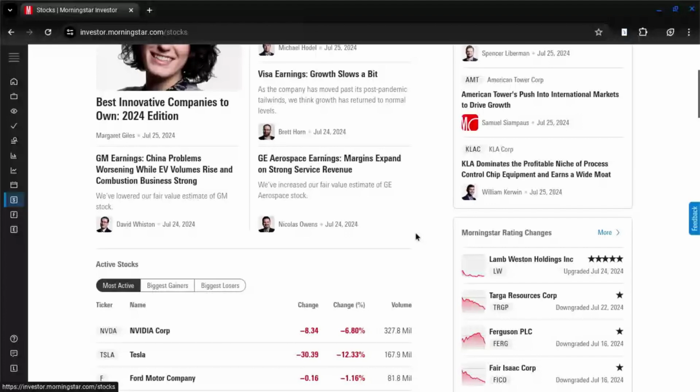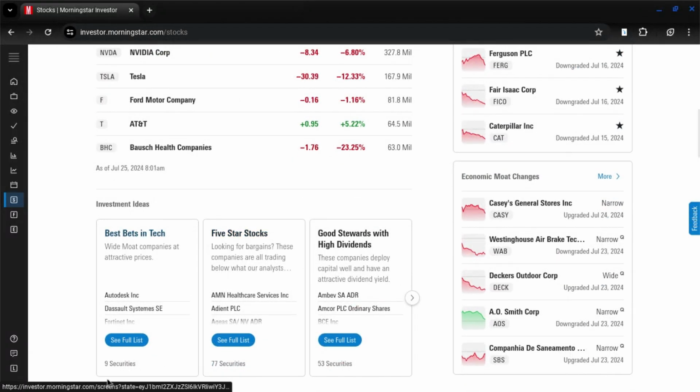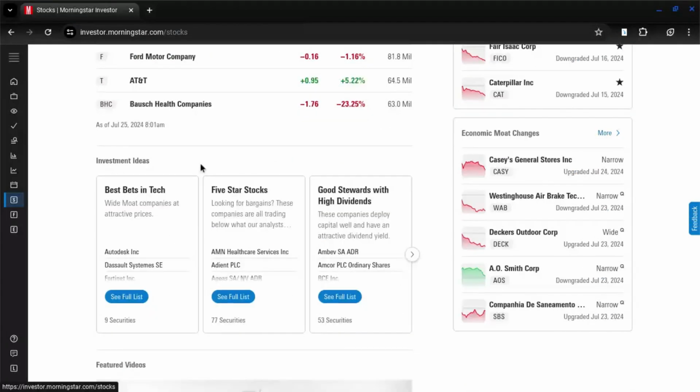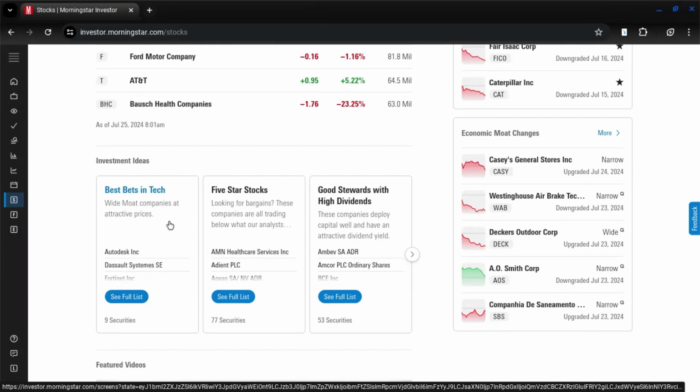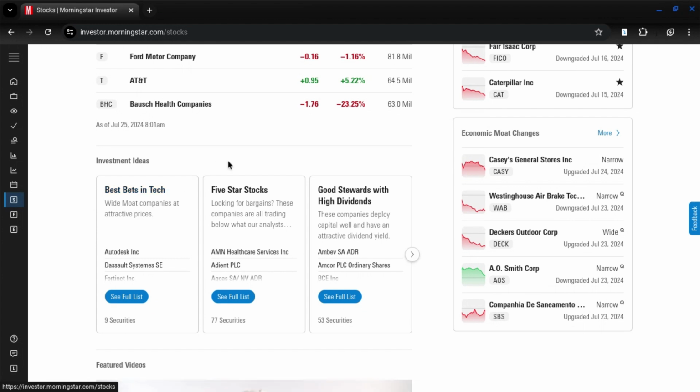So the stocks page on the Morningstar Investor platform is the page that I use the most, and especially the investment idea section, where you can find all the latest stock ideas recommended by Morningstar. You can see here there is a list of technology companies that are recommended by Morningstar. These technology companies have a wide moat and are currently trading at very attractive prices. And this list is a list of 5-star stocks.